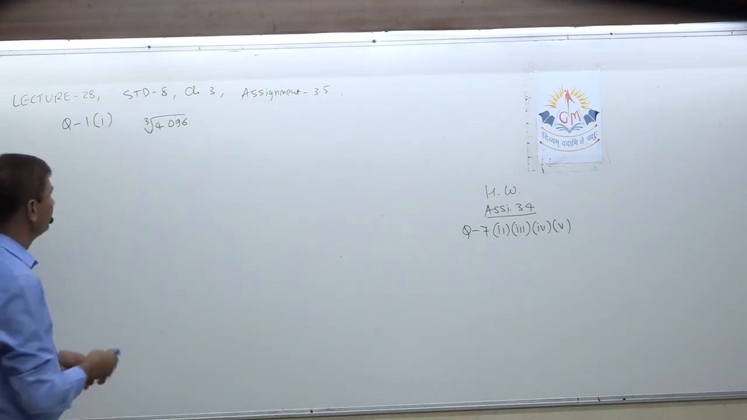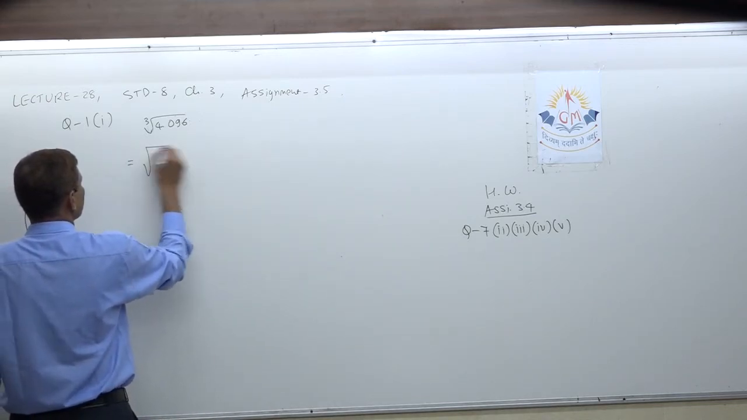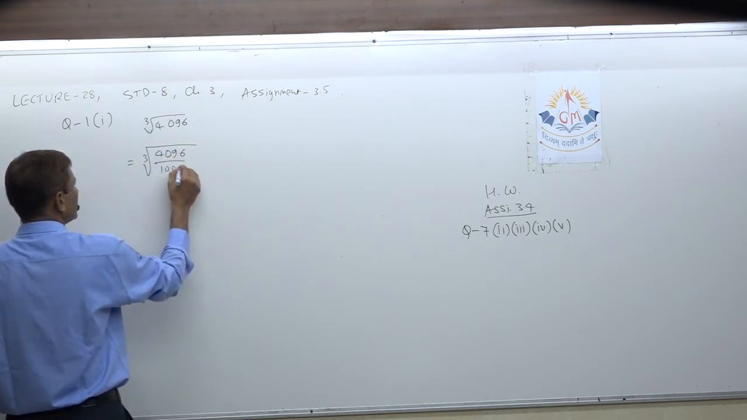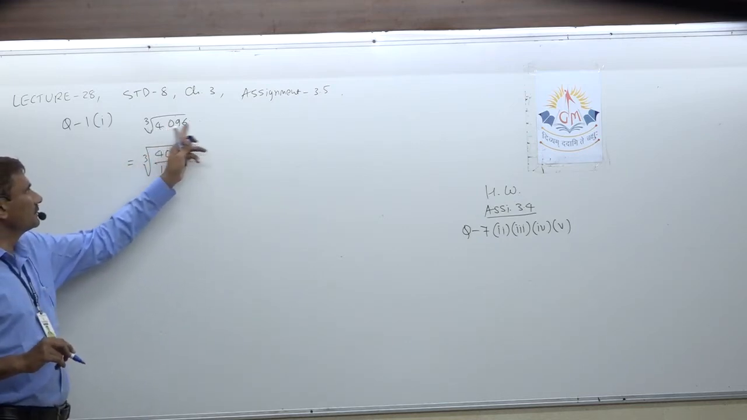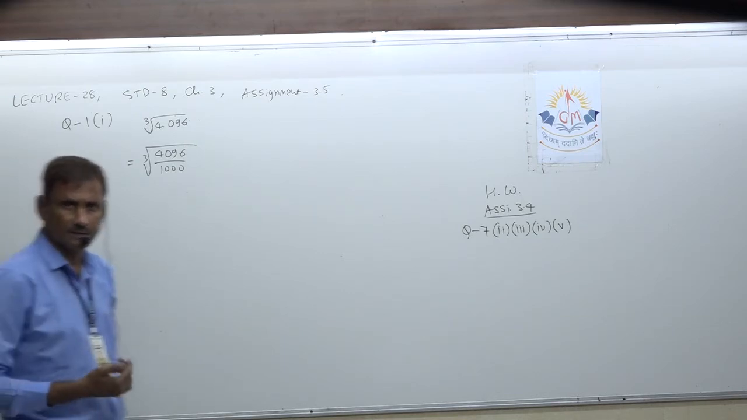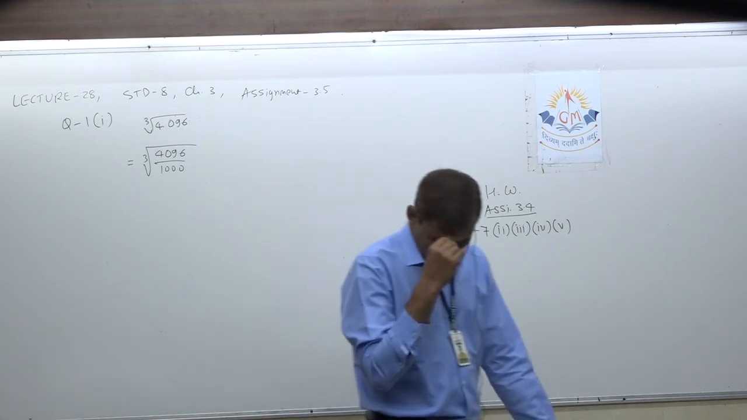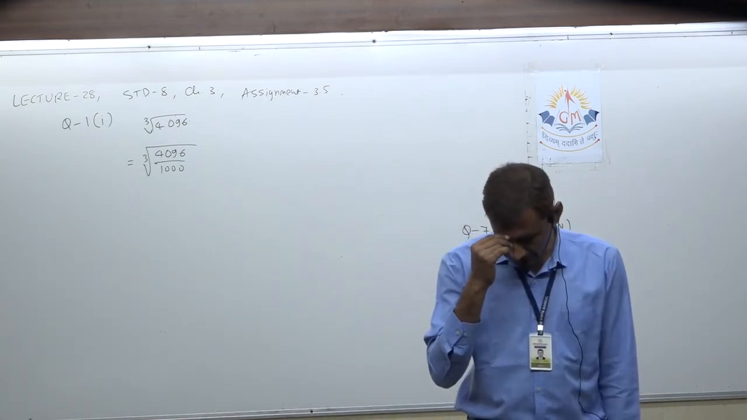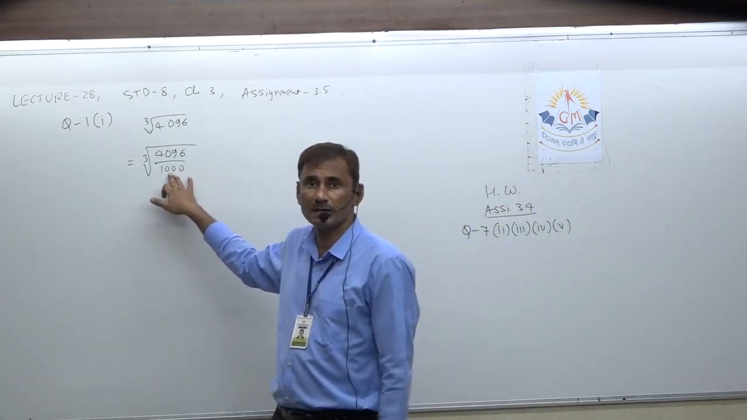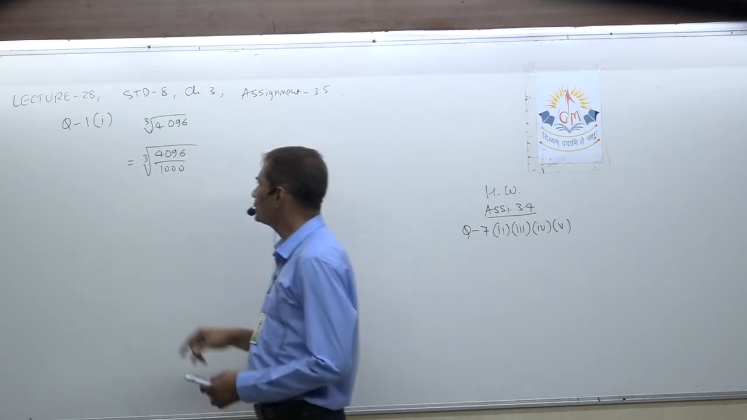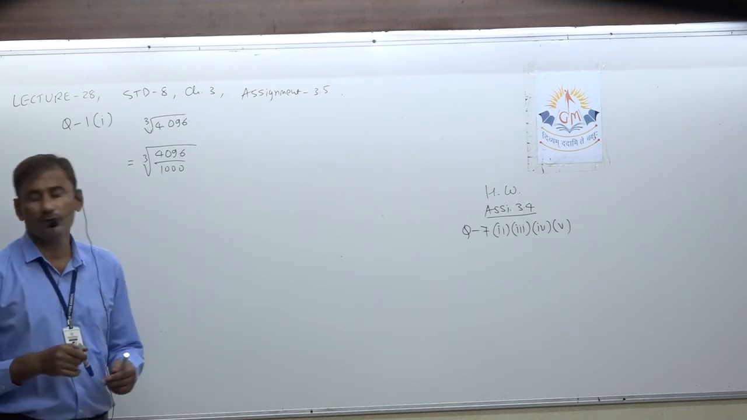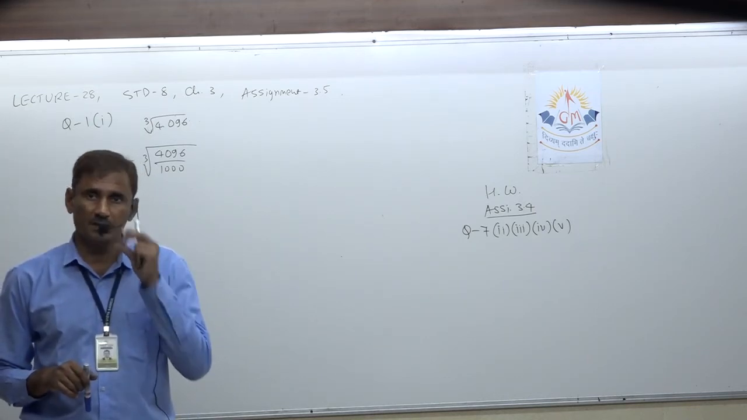Now remove the point here. So you can write 4096 upon 1000. Why 1000? Because I make it 1000 times, as there are 3 decimal places. If you want to remove the digits after the point, you write 10, 100, 1000 like this. Now you know the cube root of 1000, but you don't know the cube root of 4096, so you have to find it by the prime factorization method.